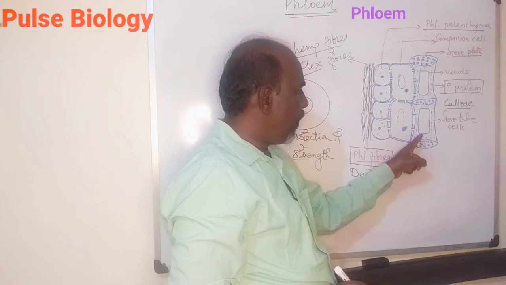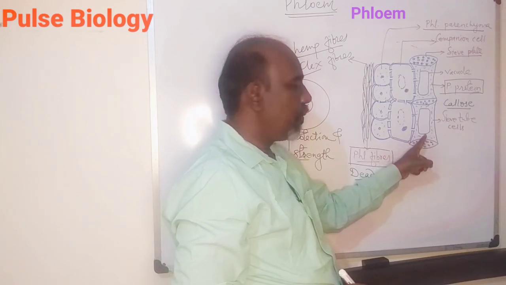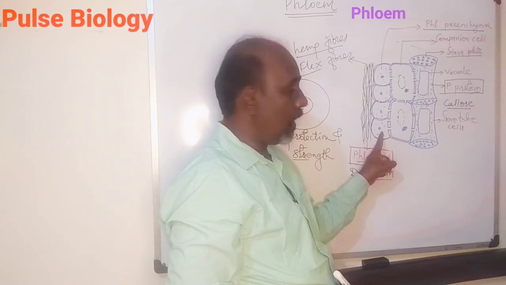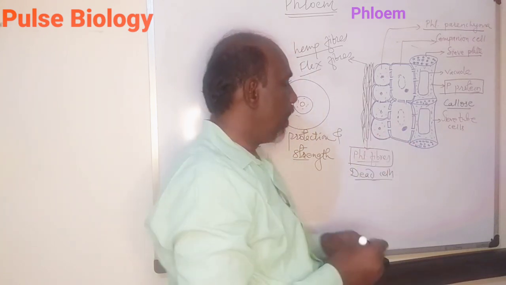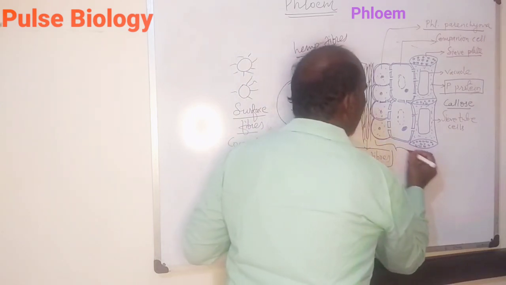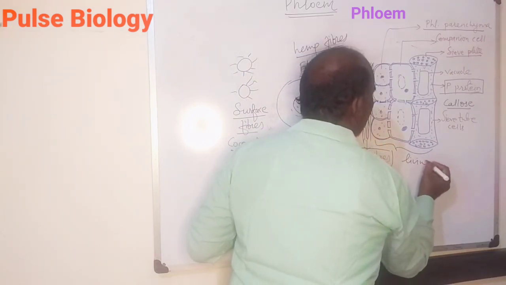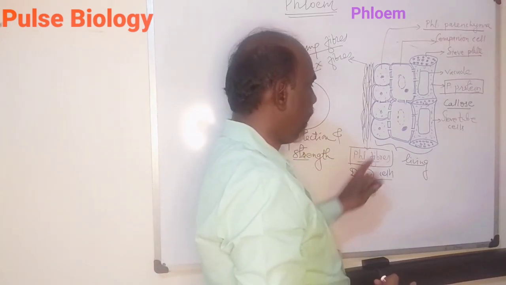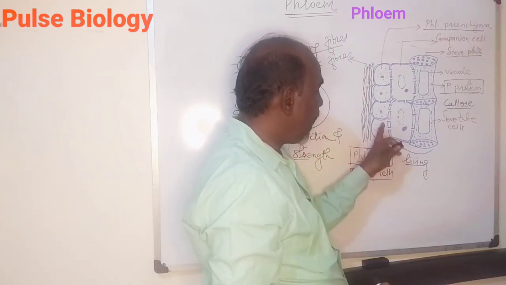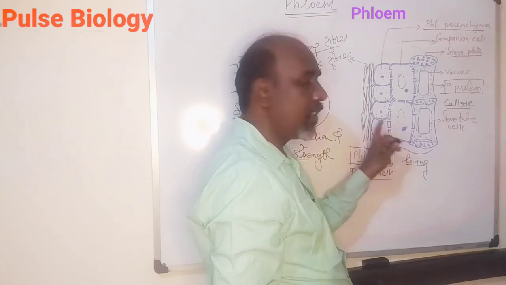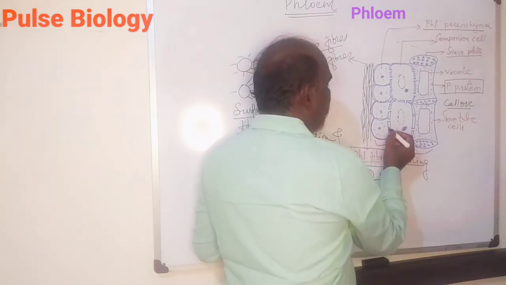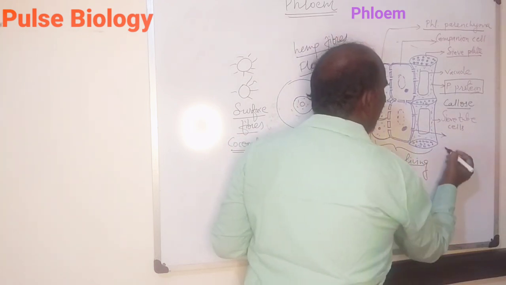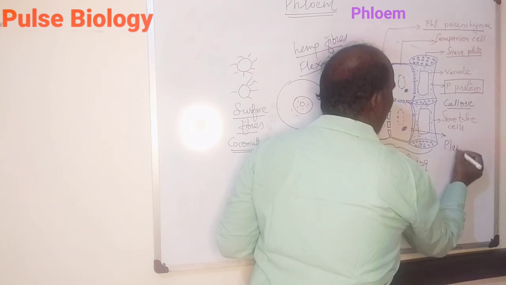Now the living cells, sieve tube cell, companion cell, and phloem parenchyma cell, these three components of the phloem are living, whereas phloem fibers are dead. In the living cells the communication with each other is with the help of transverse connections. They are called plasmodesmata.